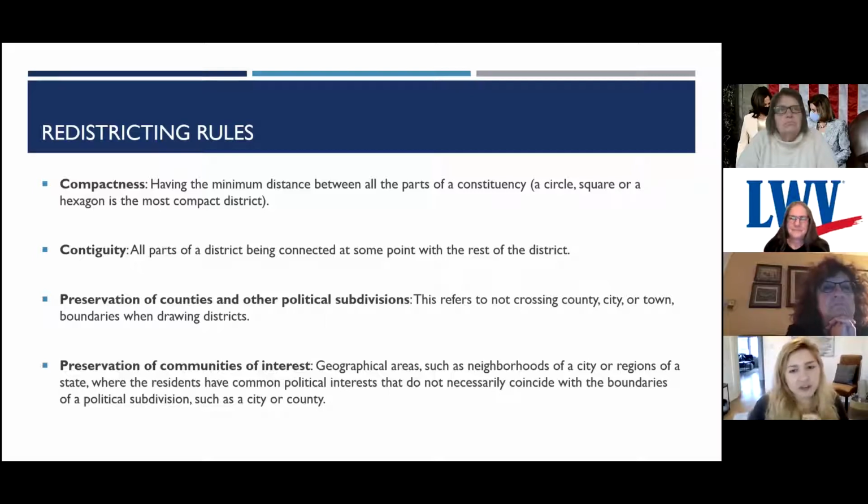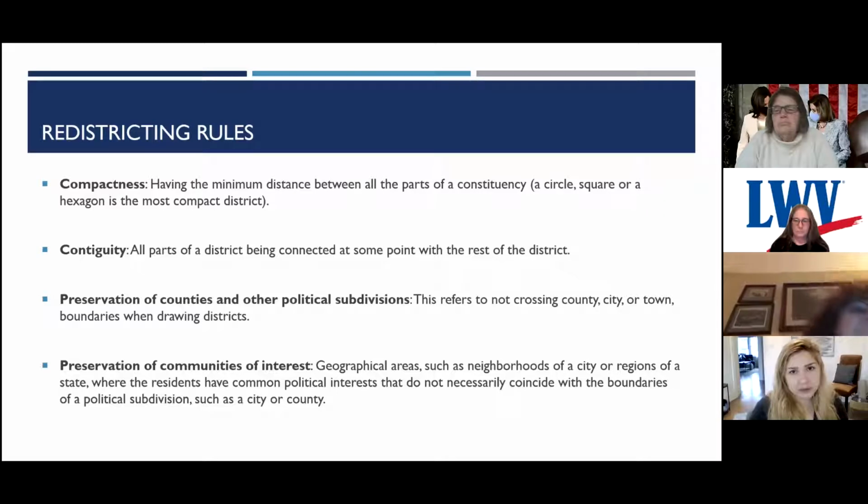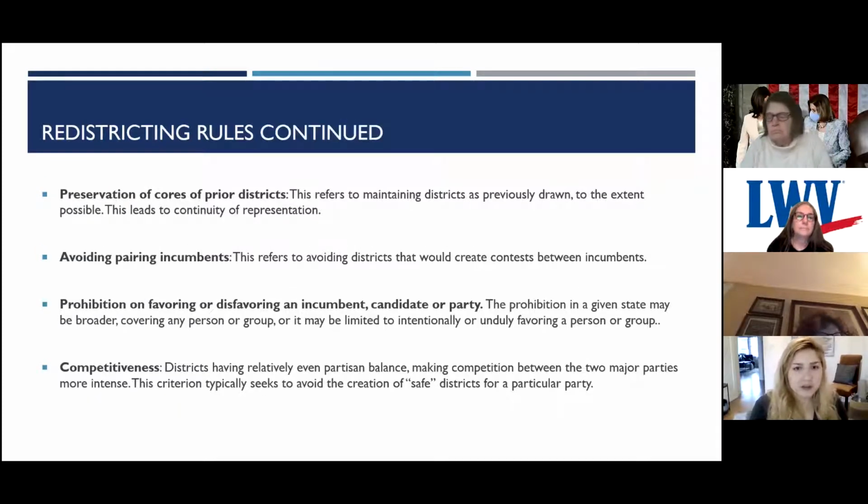And then preservation of communities of interest. Very similarly, if there are certain groups within a district that have things in common, again, not necessarily political interest, but it could be. If it's a common church in the region, if it's a common immigrant group that all lives within this area, if everyone in this area goes to the same school district, we don't want to be splitting up those communities of interest.